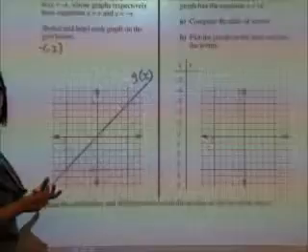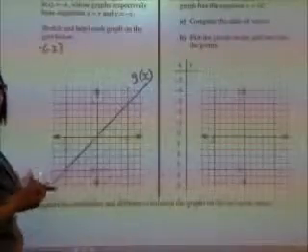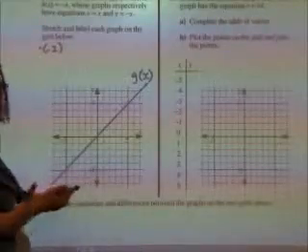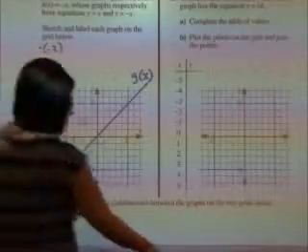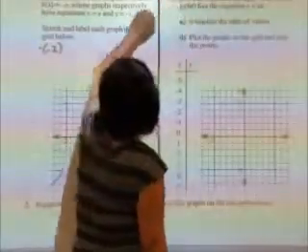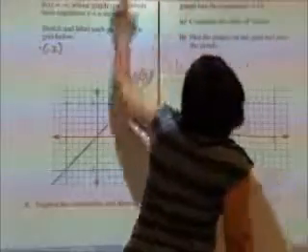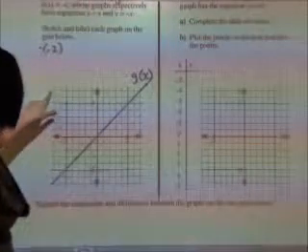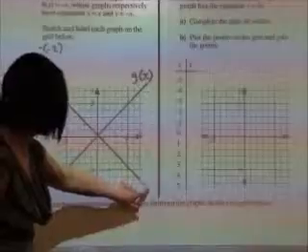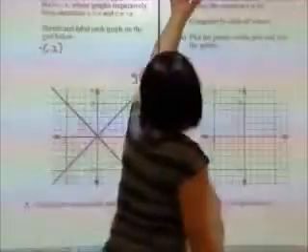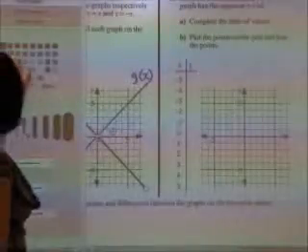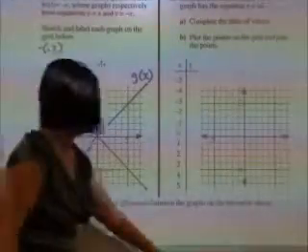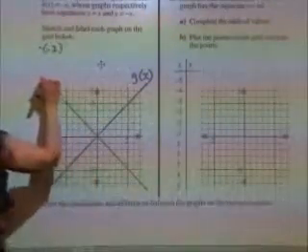When x equals negative 5, I would end up with y equaling positive 5. So this time my graph has a negative slope, and it goes this way. So then I can label this h of x.